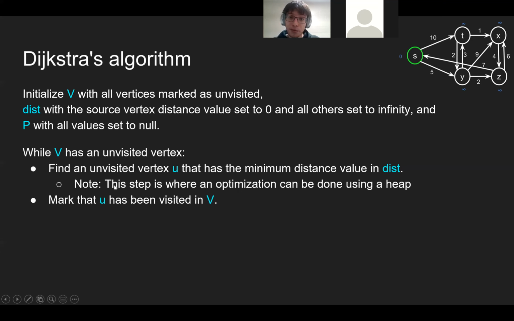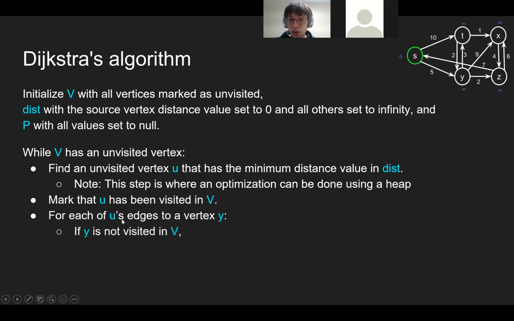And then we mark that U has been visited. And then for each of its edges, this is where the relaxation step happens. For each of the edges to some other vertex, like here, for example, we see Y. If it's visited already, we don't do anything. But if it's not visited, then we're going to relax the distance in the table. So we're going to update the value. That's where we had the code.